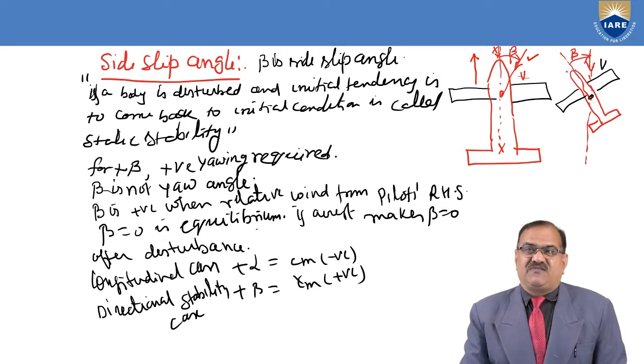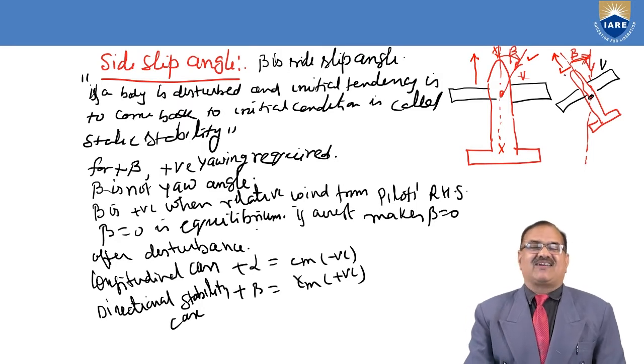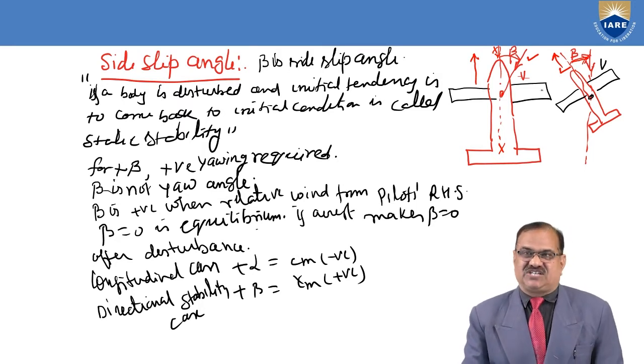In a body, if it is disturbed and its initial tendency is to come back to its initial condition, that is called static stability. So what is static stability? Suppose you are flying this aircraft, and due to wind the aircraft nose has gone in this direction, and after this force is removed, the aircraft moves in the same direction again. Then we can say the aircraft is statically stable in directional.